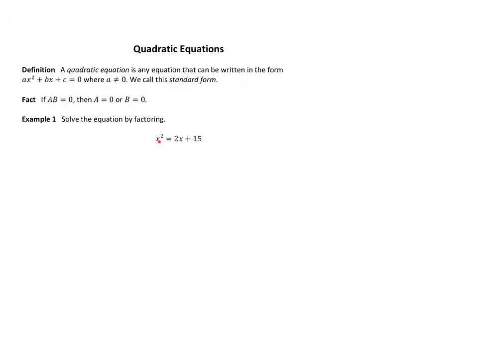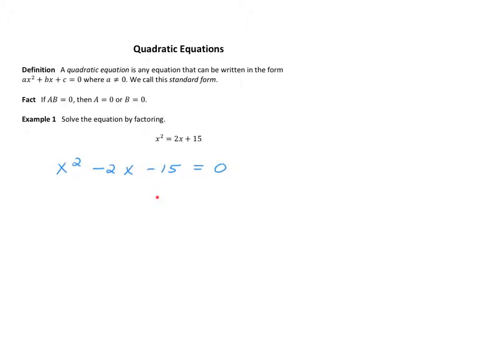The first step is to set this equation equal to 0 so we can use this above fact. If I subtract 2x and 15 from both sides, my equation becomes x squared minus 2x minus 15 is equal to 0. The next step is to figure out a way to factor this side of the equation. That is, we want to write it as a product. If we do this, we can look to see where each part of the product is equal to 0.